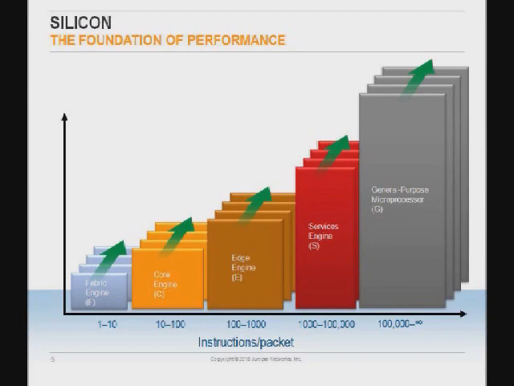So here the instruction is a kind of abstract measure of how much the system treats the packets or the information. And from the left, which has less processing per packet, and all the way to the right, there's more processing per packet. We classify them as a fabric engine, and core engine, and edge engine, and service engine. ASICs play an important role in almost all of these categories.